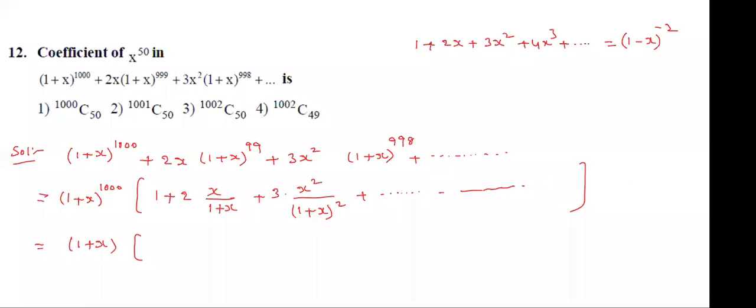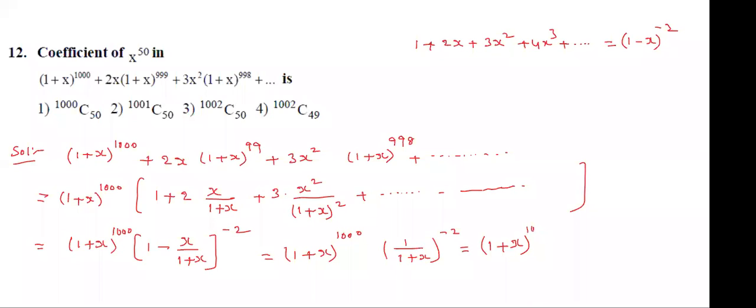Now here how to write? Tell me. 1 minus, what is x here? x by (1+x), whole power minus 2. Okay, here the power is 1000, and this is (1+x)^1000. See the calculation: we get 1 by (1+x) whole power minus 2 only. Denominator sent to numerator, the power becomes positive. Now (1+x)^1000 into (1+x)^2. Overall, how much, students? This is (1+x)^1002.